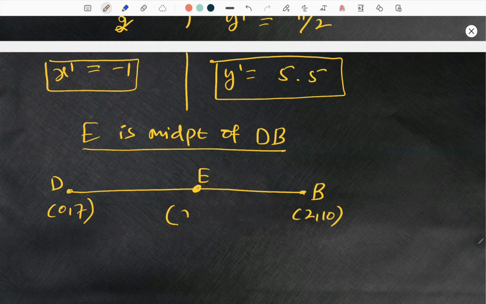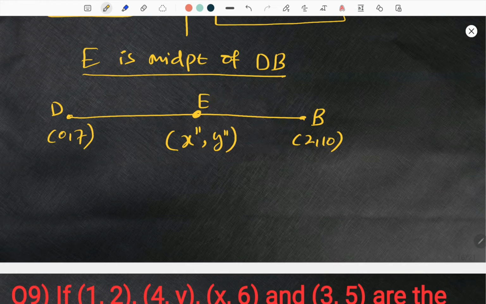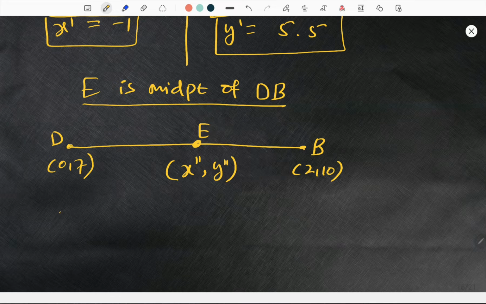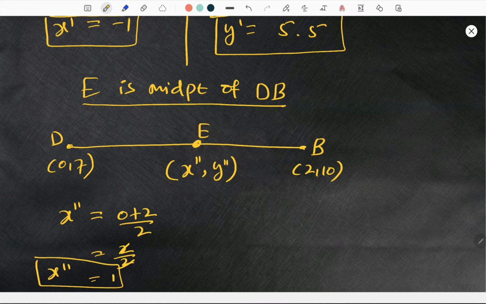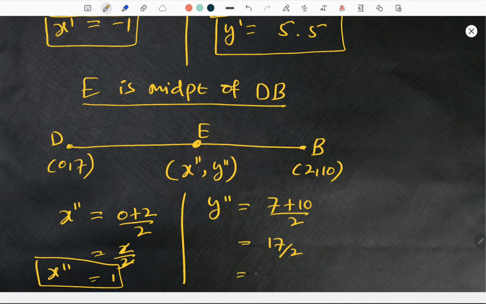Let me call these coordinates x double dash and y double dash. First one was x y, next one was x dash y dash, third one is x double dash y double dash. So x double dash is 0 plus 2 by 2, that is 2 by 2, which cancels to 1. Similarly y double dash is 7 plus 10 divided by 2, that is 17 by 2, which is 8.5.